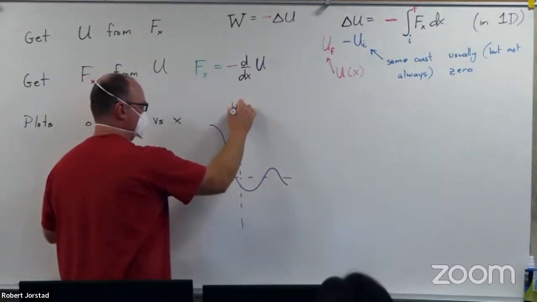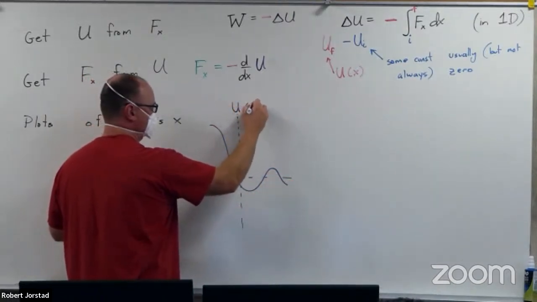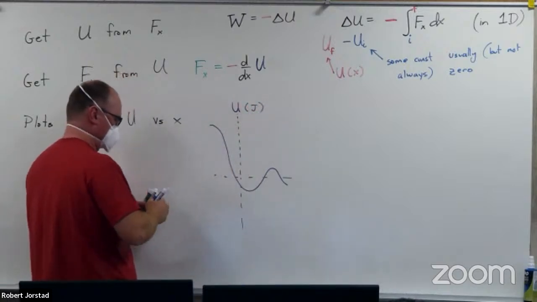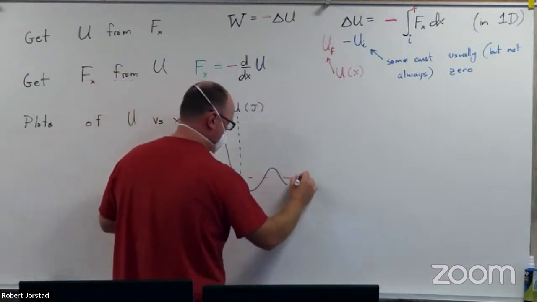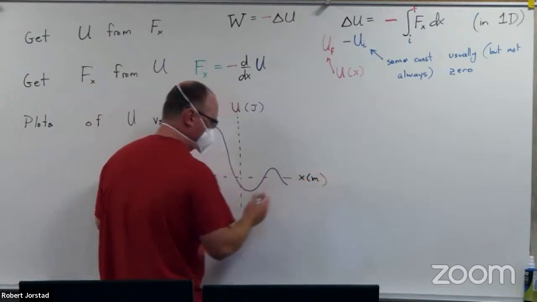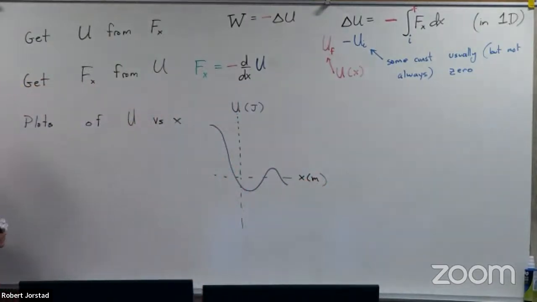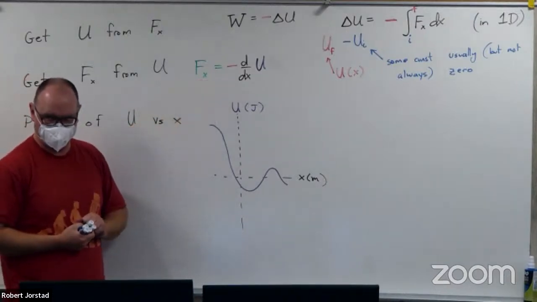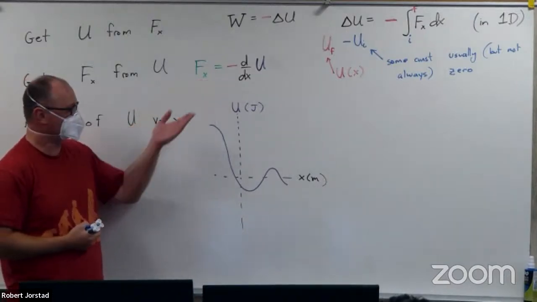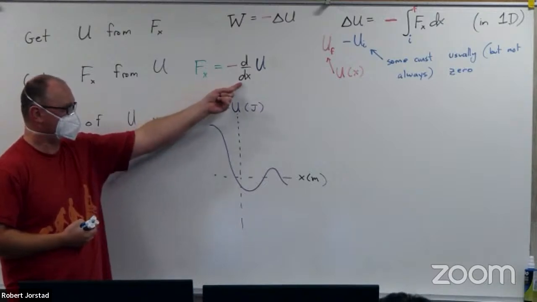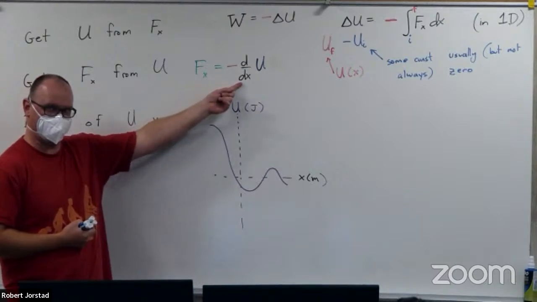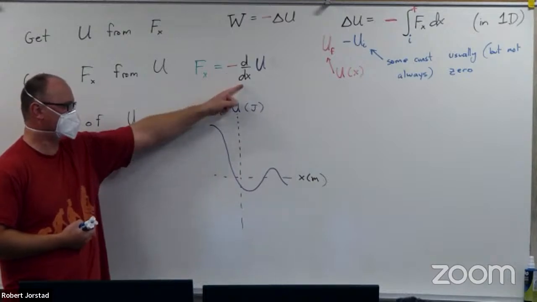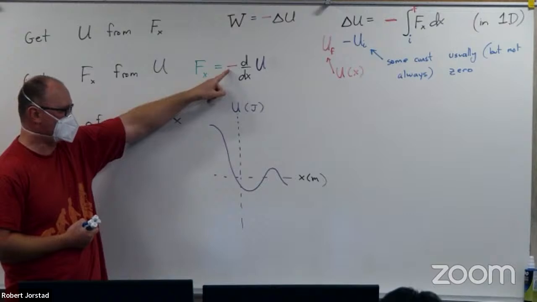Let's say this is U in some units, joules. And over here we have X, meters. How would you get the force from the plot? What does this mean on a plot? Slope. Opposite the slope.